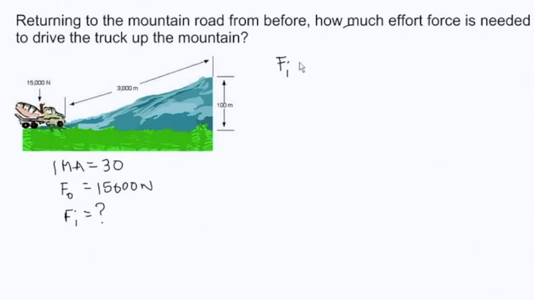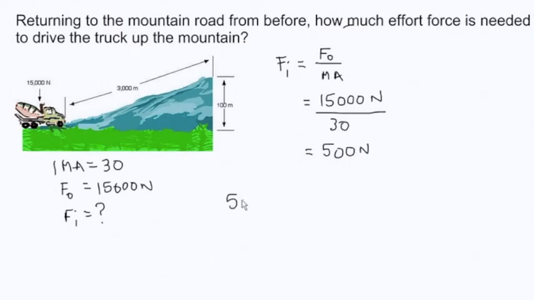Next, we write our equation. Look back at your triangles. We know that Fi equals Fo divided by MA, the output force divided by the mechanical advantage, which equals 15,000 newtons divided by 30. Then we do the math. 500 newtons. The units are still in newtons because newtons divided by nothing is still newtons. 500 newtons of effort, therefore, is needed to drive the truck up the mountain.